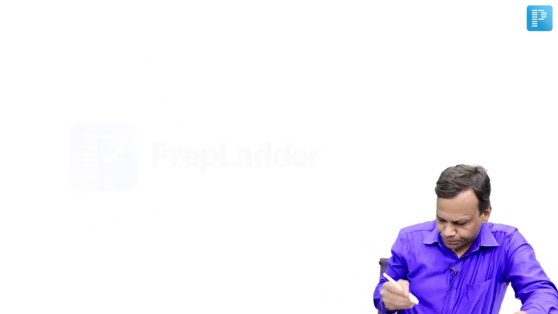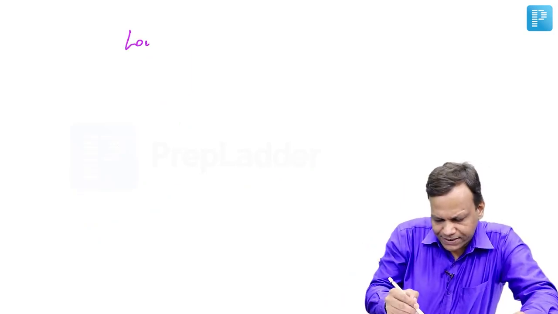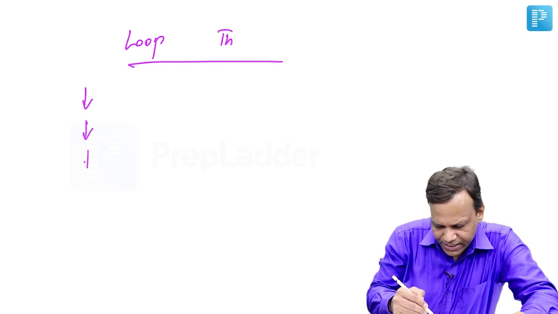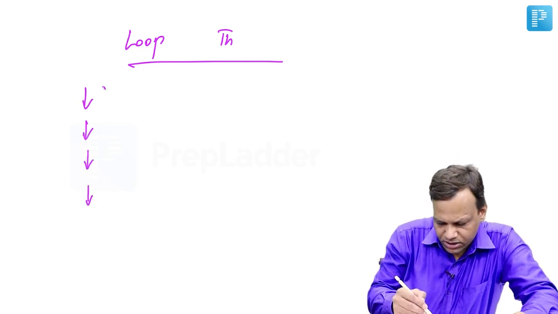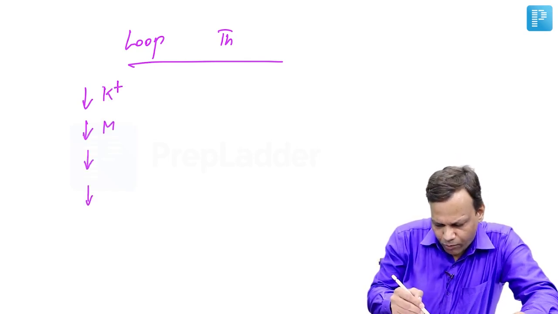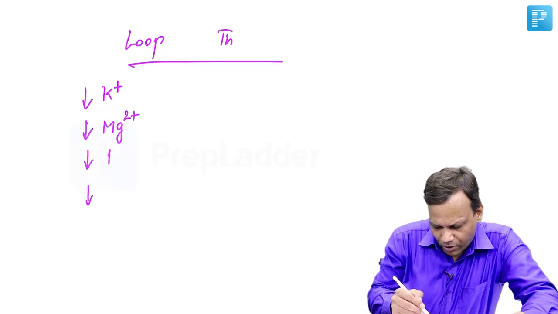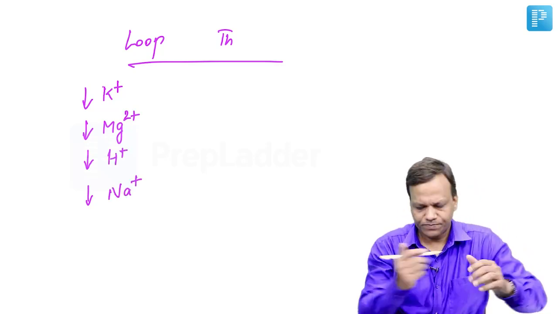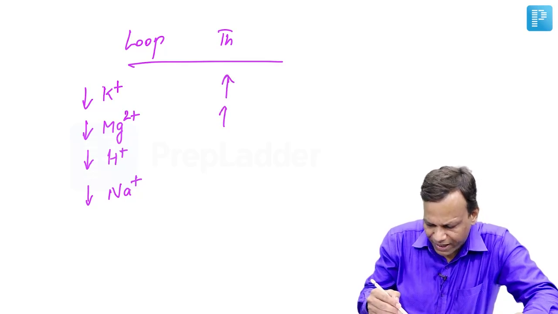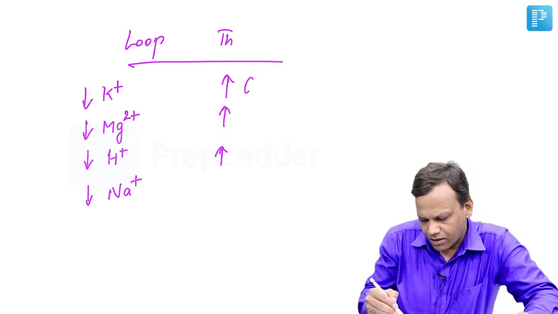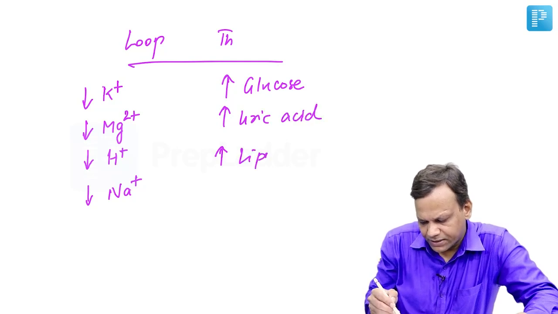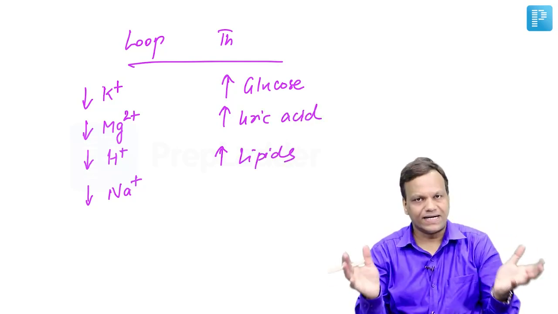Okay. Now, both loop diuretics and thiazides have some common side effects. They decrease all the ions in the blood, like they cause hypokalemia, hypomagnesemia, metabolic alkalosis, and hyponatremia. They decrease all the ions, and they increase all the metabolic substances, like they cause hyperglycemia, hyperuricemia, and hyperlipidemia. That is the common side effect of loop and thiazide.